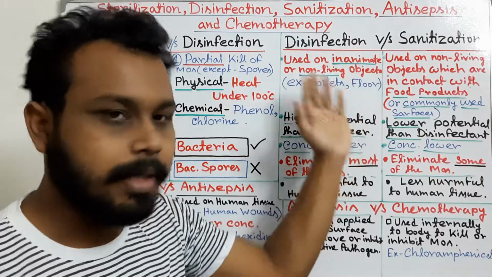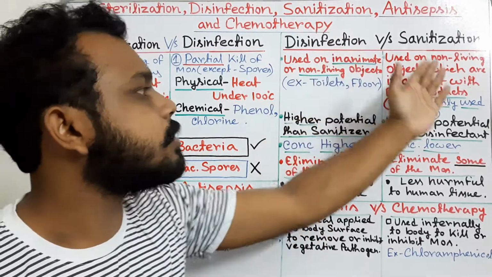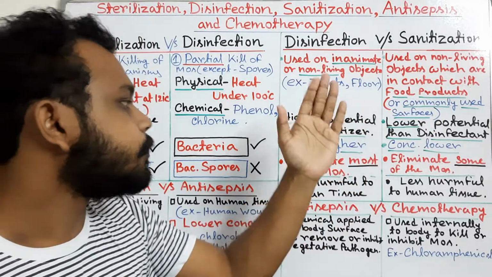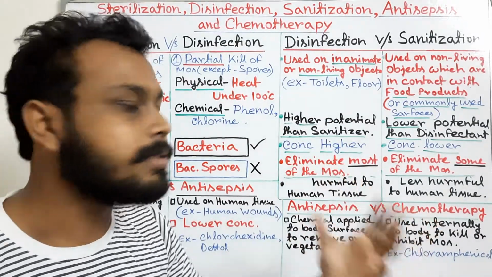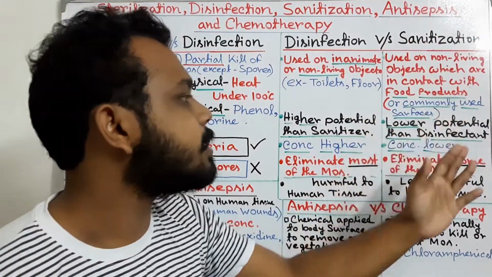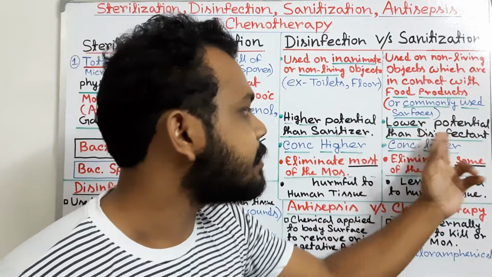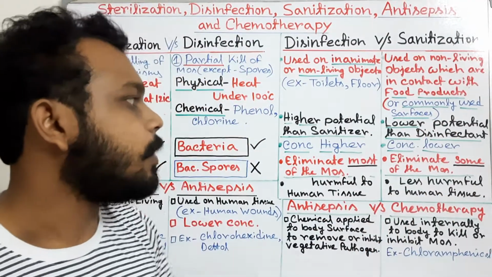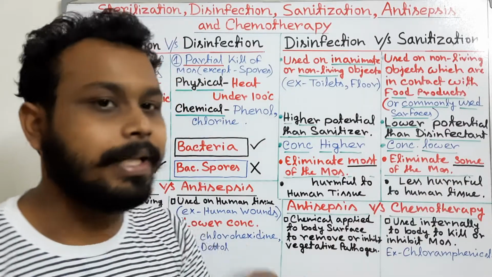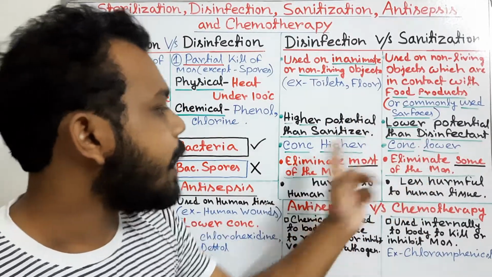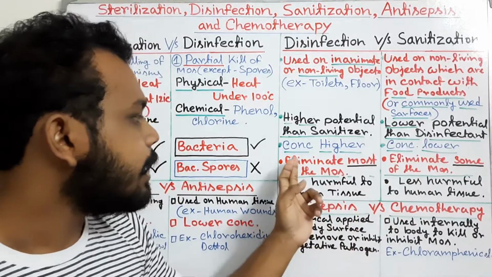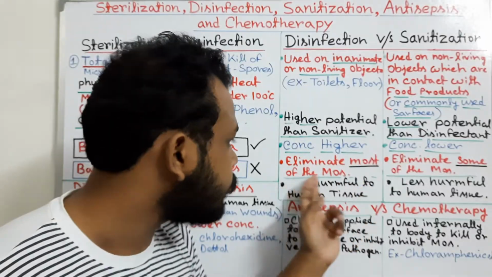So both are chemicals, but in disinfectants the concentration of the chemical is higher. That's why their potential is high. But in sanitization, the potential is less than a disinfectant because the concentration of the chemical is lower. And the main difference between them is that a disinfectant eliminates most of the microorganisms.